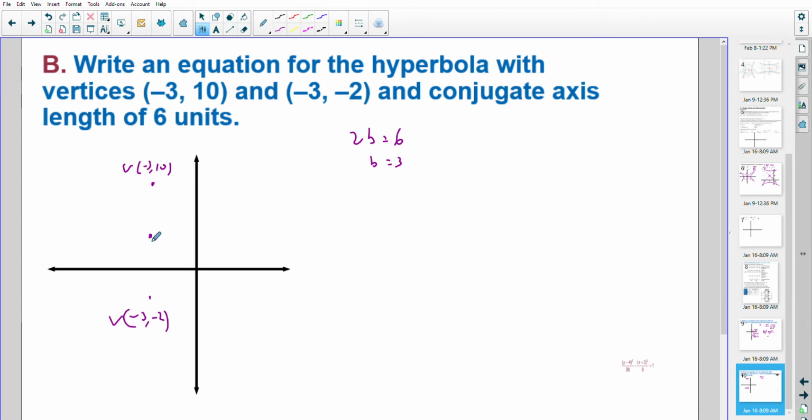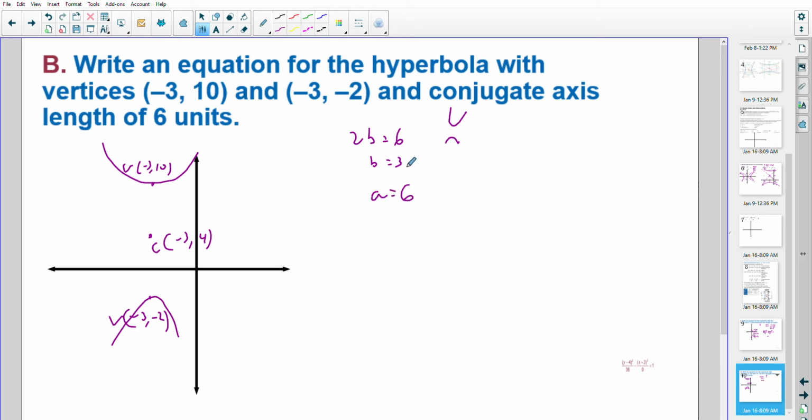Again, locate the center. So I'm looking at up and down. The center is going to be the midpoint, (-3, 4). And therefore, I've got an idea of what this is looking at. And so the other thing that I want to do is determine what my A is. My A is my length from the center to the vertex, so that's equal to 6.